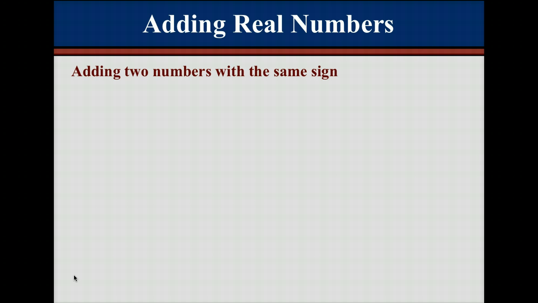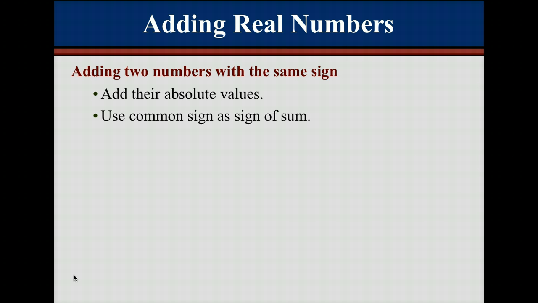So first of all, let's add real numbers. We're going to add two numbers that have the same sign. So you simply add their absolute values. Use the common sign as the sign of the sum. So in other words, if both signs are the same, your answer is going to have the same sign as what your two values do.